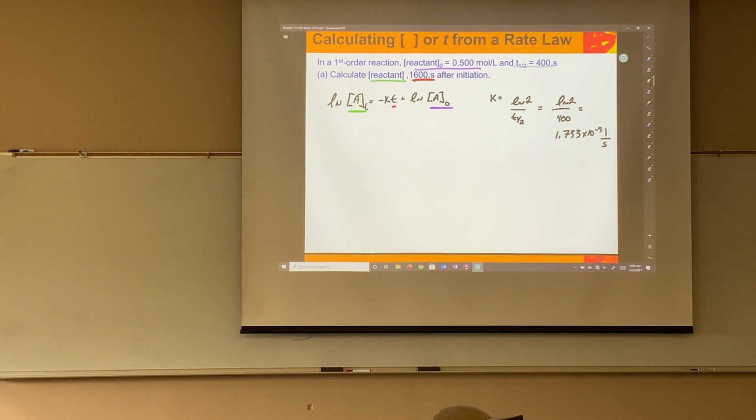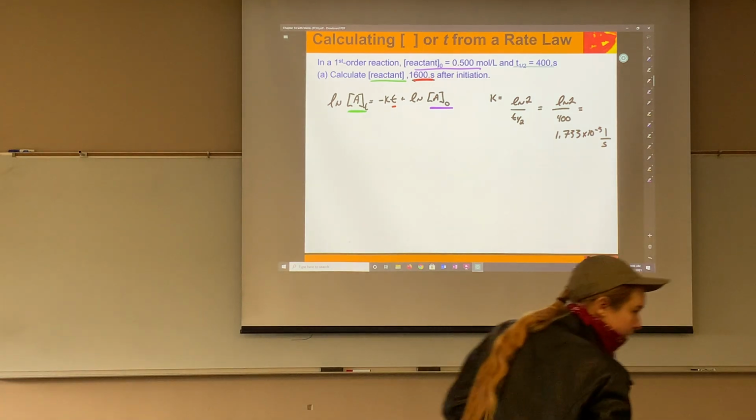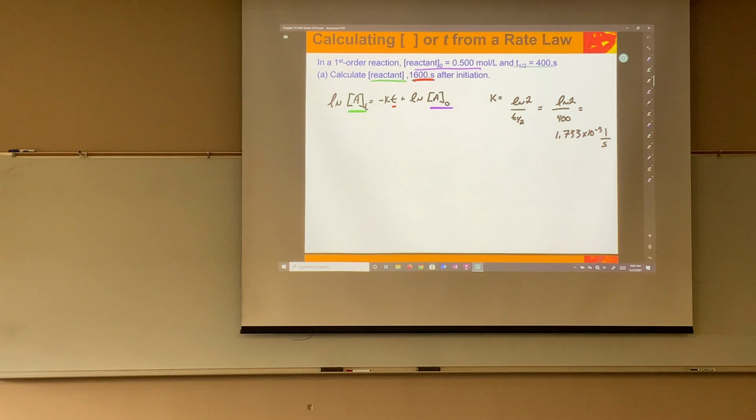Wait, why is it like this? I don't know. The natural log of the concentration and the time we're looking at equals... Okay, well, you need to get rid of it. But it's a completely different number.